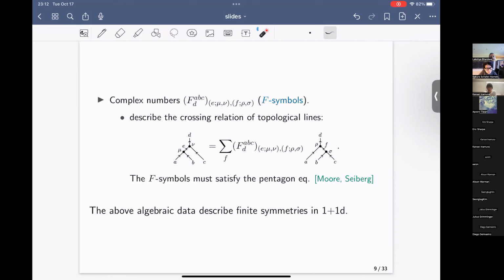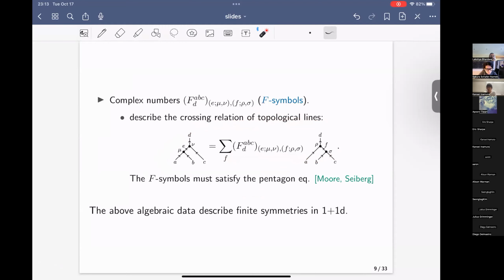And the last datum is a set of complex numbers that are called F symbols. And these complex numbers describe the crossing relations of topological lines, as shown in this equation. So here the F symbols appear as a coefficient on the right-hand side. And these F symbols must satisfy some consistency conditions known as the pentagon equation.